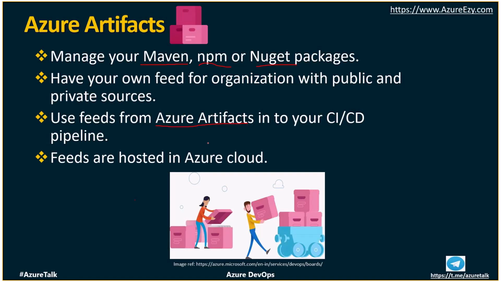And then use feeds from Azure Artifacts in your CI/CD pipeline. Yeah. Once you have published it in your Azure Artifacts, you can use it within your Azure Pipelines, that is the Azure DevOps service for CI/CD pipelines, or if you have a third-party application configured for CI/CD, like Jenkins or something else, you can call those feeds there as well. There is no problem there.